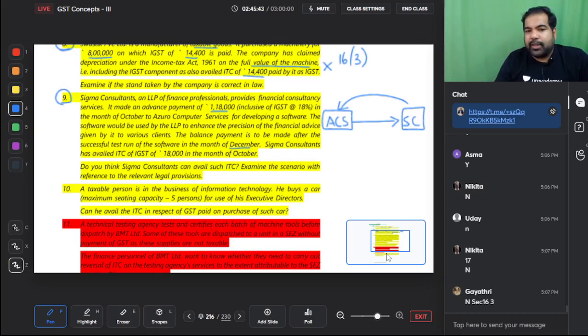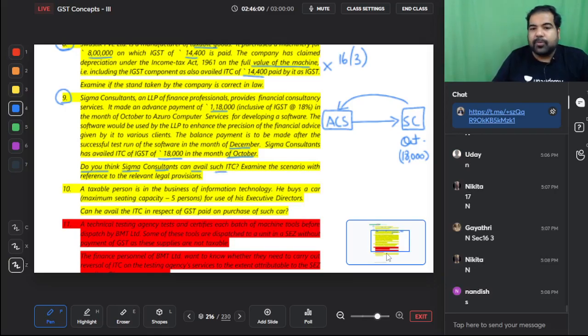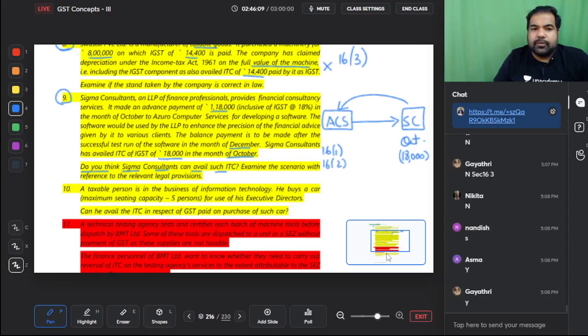Sigma Consultants had availed ITC of 18,000 in the month of October. Guys, can you avail ITC? Yes, you can avail ITC. 18,000 ITC has been availed. This is anyways a business expenditure. Can Sigma Consultants avail such ITC? Yes. They are meeting the conditions of 16(1) and 16(2) also. Everything is okay. Perfect. Guys, what if they had not paid in advance? Will they still be able to take ITC credit? Yes, you don't have to pay, guys. You have to pay only within 180 days. Otherwise, it's okay. 10th question, guys. Over to you all. Please read the 10th question.